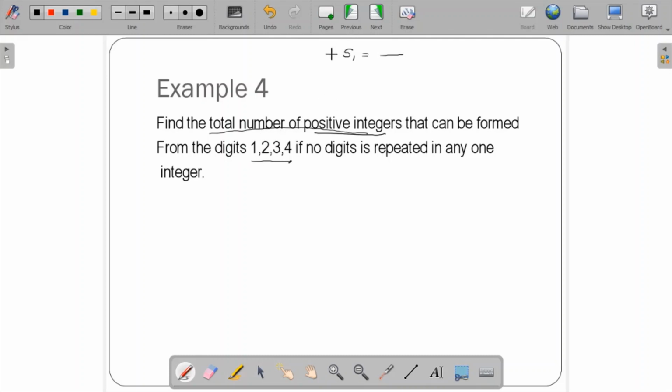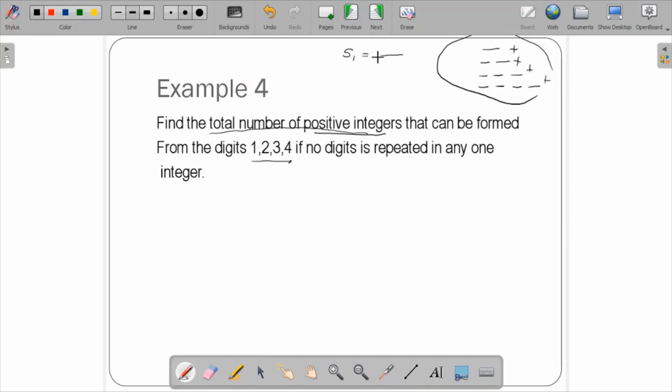Here we are told to find the total number of positive integers that can be formed from the digits 1, 2, 3, 4. Either you can form a single digit, a double digit, 3 digits, or 4 digits. Add the single digit, double digit, third digit and fourth digit counts, so this is our required answer. Why at most 4 digits? Because we have only the numbers 1, 2, 3, 4, and the condition is that no digit is repeated in any one integer.